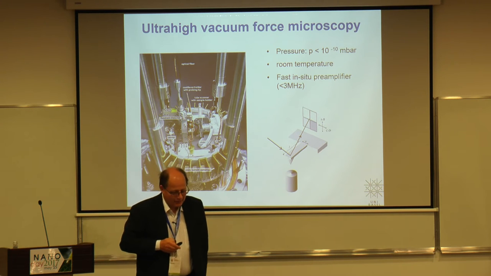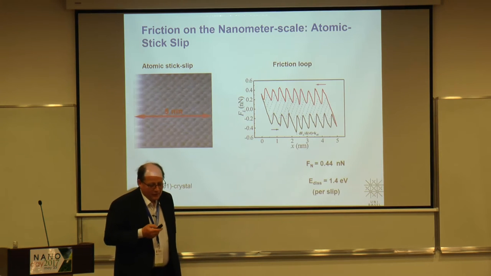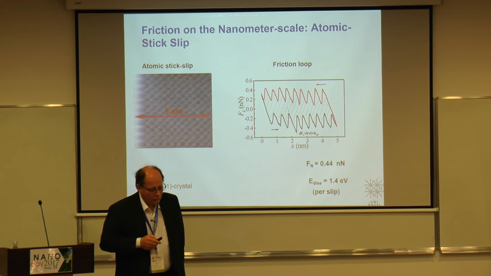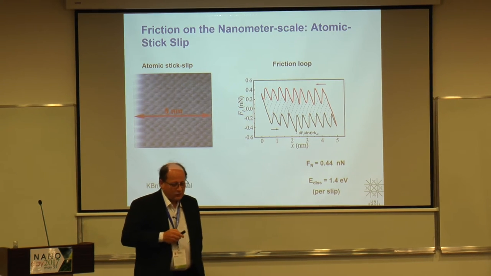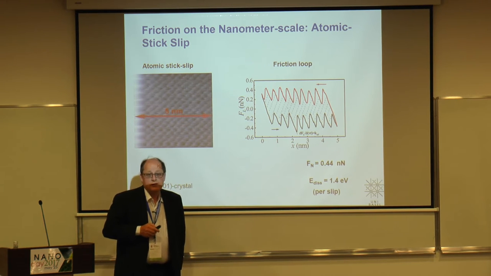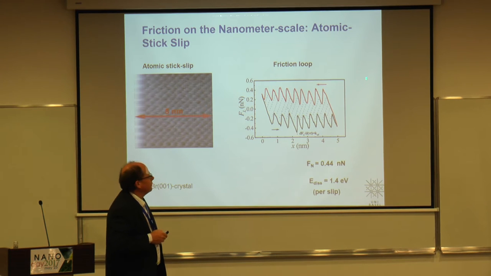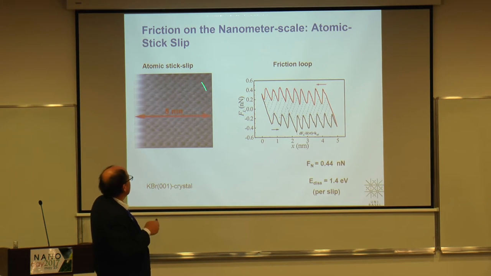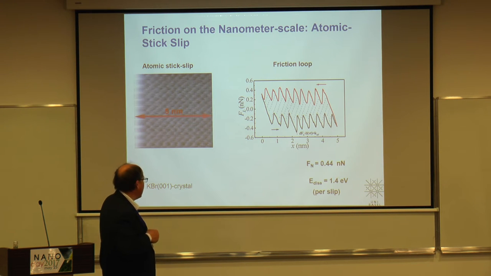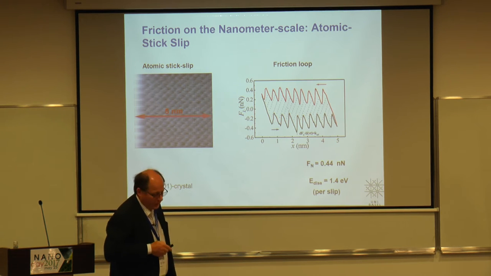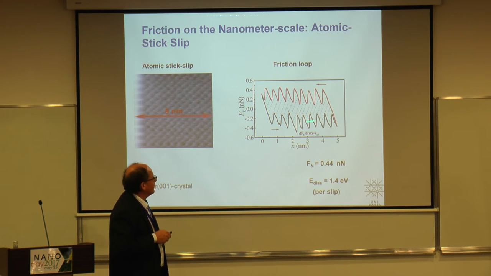And yeah, what can you see? As I said, I will now concentrate more on the friction. So this is what one calls atomic friction or atomic stick-slip. So the curve, if you take a picture, looks like a normal picture. You see atomic features on the atomic scale. This is potassium bromide, an ionic crystal, something like table salt. And here, if you take a profile, you see a bit more detail.